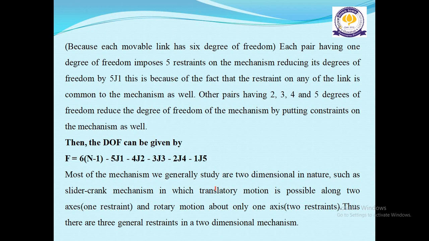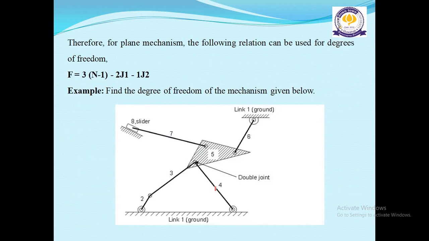Next, most of the mechanisms we generally study are two-dimensional in nature, such as the slider crank mechanism, in which translatory motion is possible along two axes, that is one restraint, and rotary motion about only one axis, that is two restraints. Thus there are 3 general restraints in a two-dimensional mechanism. Clear? Therefore for a plane mechanism, the following relation can be used for degrees of freedom: F is equal to 3 into (N minus 1) minus 2 j1 minus 1 j2.